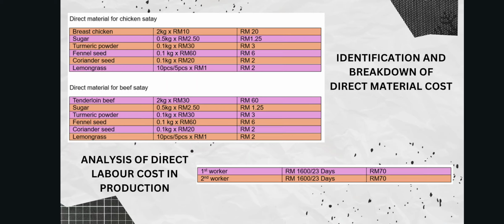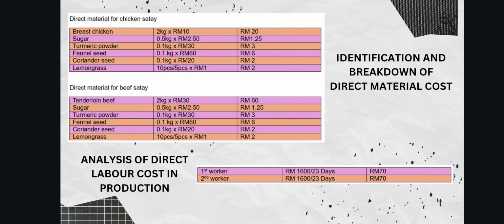So, for the identification and breakdown of direct material costs, the direct materials to make chicken satay are breast chicken, sugar, turmeric powder, fennel seed, coriander seed, and also lemongrass. For the breast chicken, they use 2 kilograms times 10 ringgit, so the direct material cost is 20 ringgit. For sugar, 0.5 kilogram times 2 ringgit 50 cents, they get 1 ringgit and 35 cents.